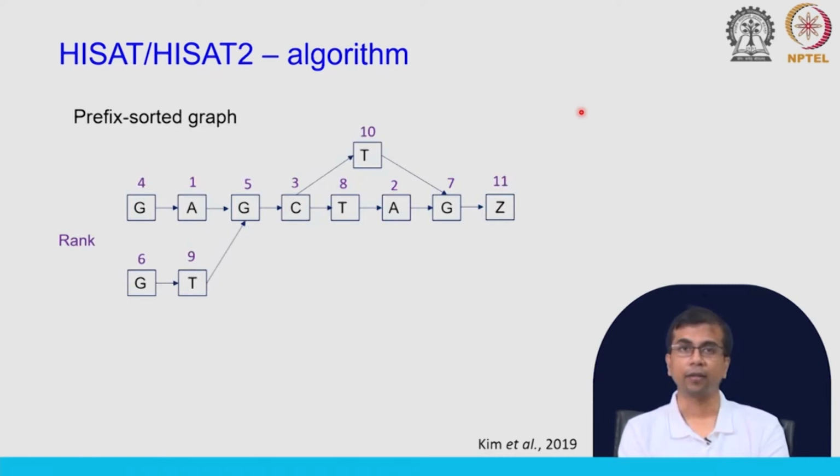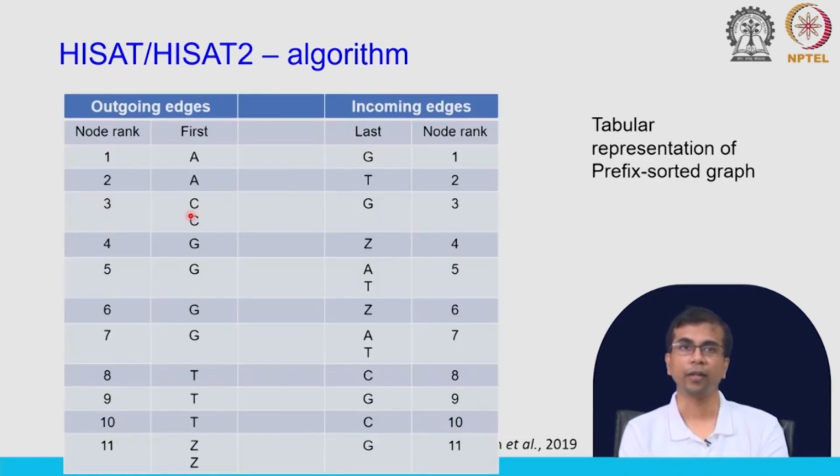So, let us consider this rank 1. This node rank 1 means this A here. So, this is the first node. We are simply writing the nodes in the first column here. So, for the first rank it is the outgoing edges, the first two columns are under outgoing edges. So, we have the A here. The first rank is A, the second one is also A.